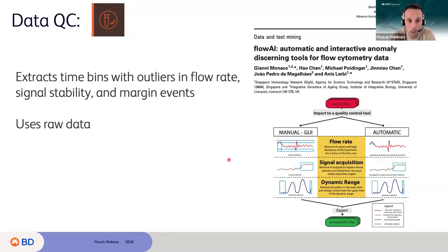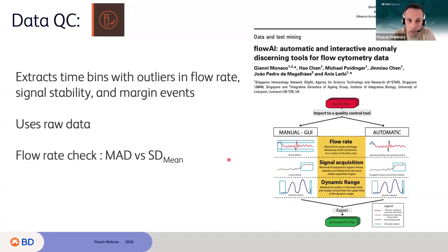Why did we use a FlowAI-like algorithm for the FlowJo 11 QC? It's because it uses raw data, while the other one used compensated data. And we thought the first step to do when you do an analysis is to do the QC. So that's why we decided to go with a FlowAI-like QC. The only thing that we changed from FlowAI in this FlowJo 11 QC is the flow rate check.